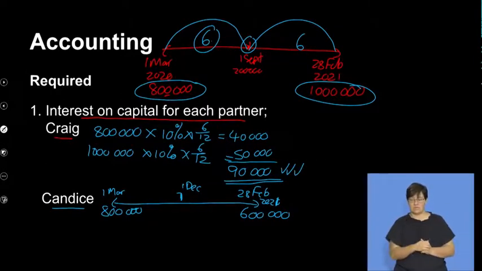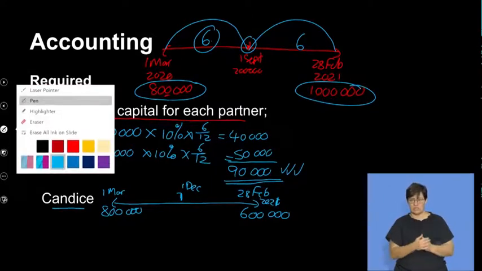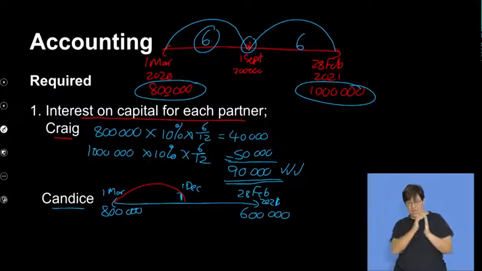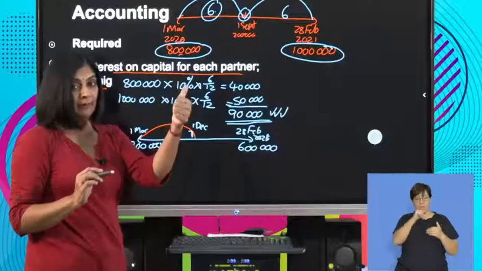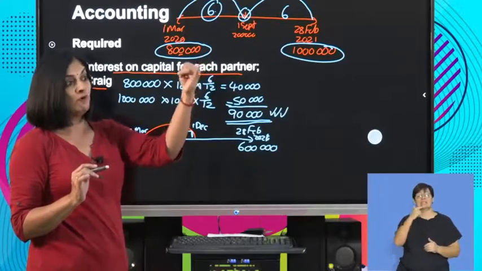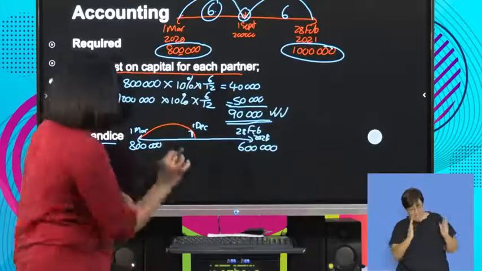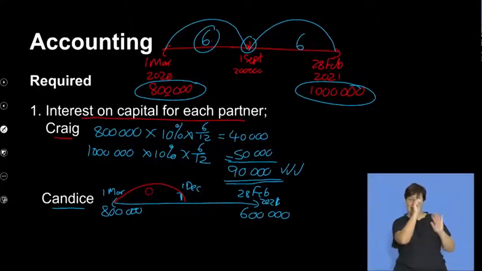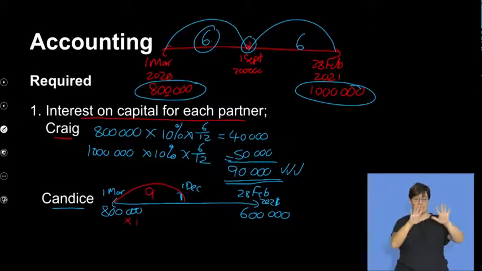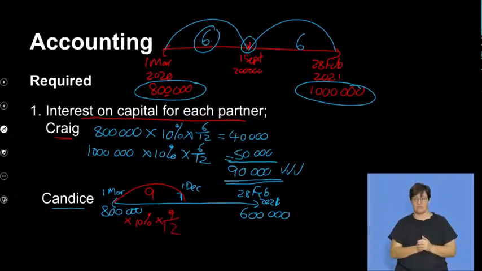Obviously, I'm just going to again change the color of the pen, just so that no one gets confused. For the first, and this should be 9 months, use your fingers if you have to: March, April, May, June, July, August, September, October, November, not December, because it's the 1st of December. So for the first 9 months, her interest would be as follows: 800,000 times 10% times 9/12.